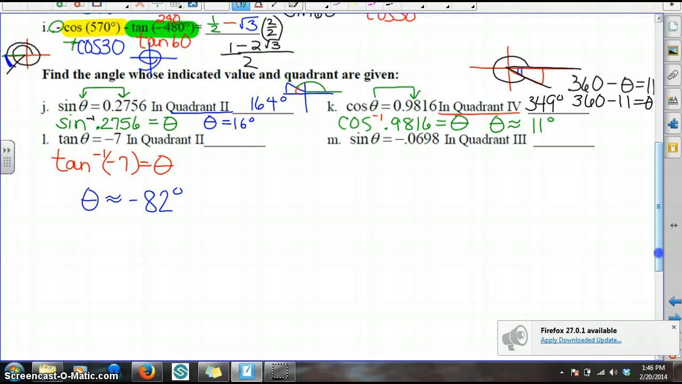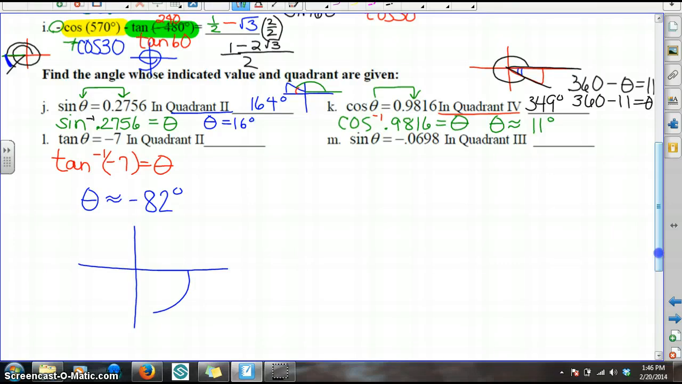is a negative angle, and it's not in quadrant 2. If I were to draw a -82 degree angle, I would get an angle that lands down here. What I'd like is an angle that's over here somewhere. In order to fix this, I'm going to use 82 just as a reference angle. The negative in this case just told me that the answer belonged in quadrant 4. The reason that the answer belonged in quadrant 4 is because tangent in quadrant 4 will always be negative.